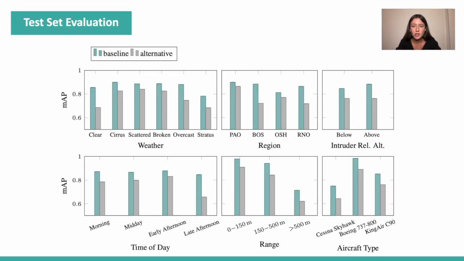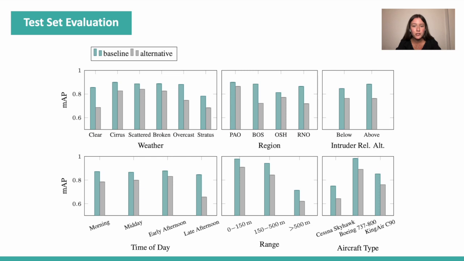We go into deeper discussion of the evaluation results in the paper, but we provide a brief overview in this presentation. The key insight we draw here is the importance of training on a large and highly representative dataset. We saw a clear difference in performance between the baseline and alternative models overall, with the baseline model exhibiting a mean average precision of 0.86 across all categories versus 0.76 for the alternative model.